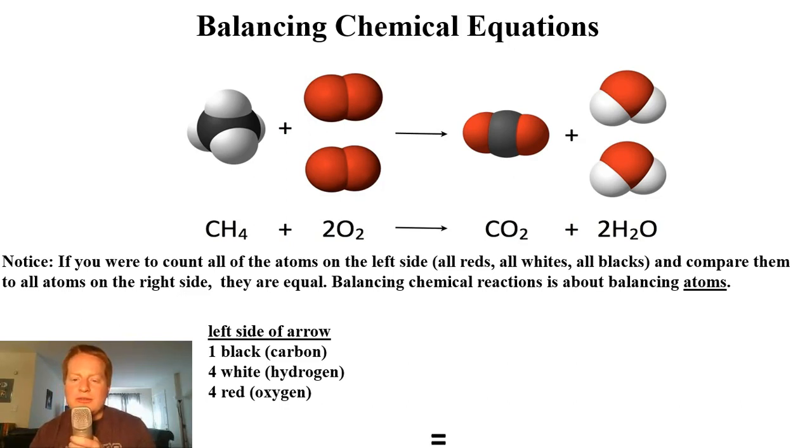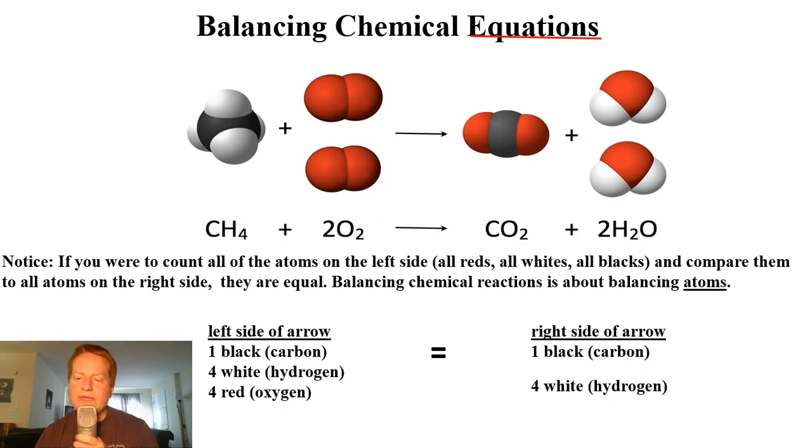So we would check that on the right side, and notice I put an equal sign here and underlined equations, because a chemical equation is just like a math equation. It's just that we use an arrow to indicate our equal sign in chemistry instead of an equal sign. But both sides should be equal. And that's sort of the goal of balancing the equation, is to make both sides equal. So on the right side of the arrow, we also have 1 black for carbon, 4 white for hydrogen, and 4 red for oxygen. So that's how we know it's balanced. Balancing equations is all about balancing the atoms. We should have the same number of atoms on both sides.